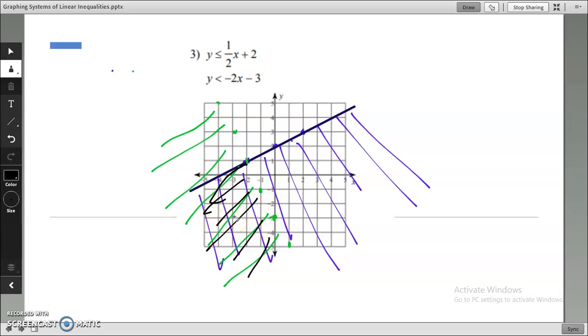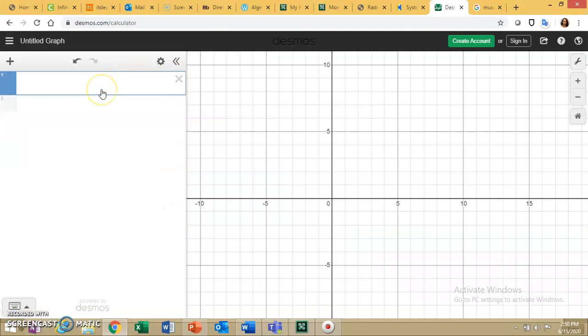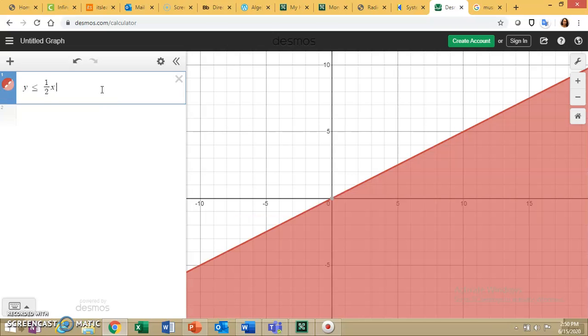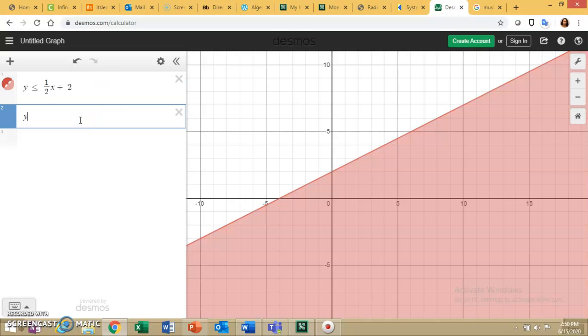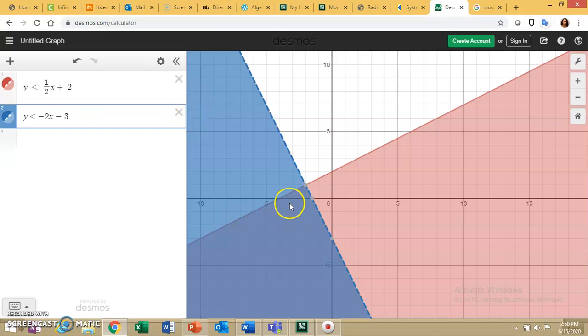So now let's graph it on our graphing calculator. So I'm going to put in y, the less than sign that I have on my keyboard, hit the equal sign right after, 1 divided by 2 over x plus 2. There's the first one. And the next one is y is less than -2x minus 3. And again, this is the solution set right here, where the red and blue overlap. And I hope that this helps.